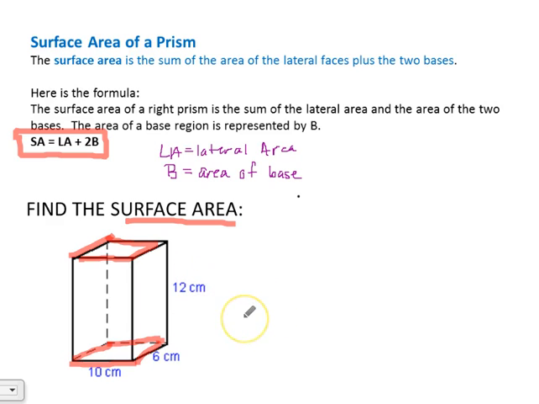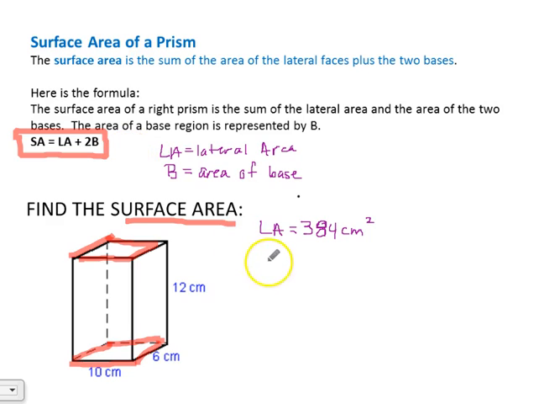So let's go ahead and continue working on this same prism. This is the same prism from the previous slide. It has the same dimensions. We know we already found the lateral area, that it was 384. So let's go ahead now and continue working and find the surface area.